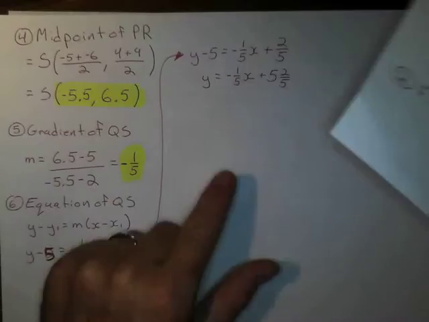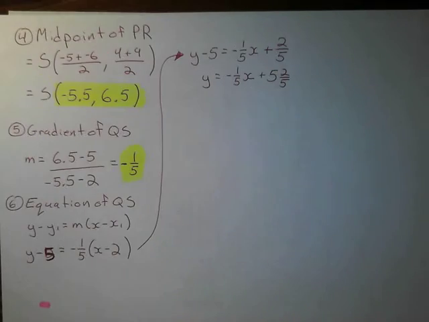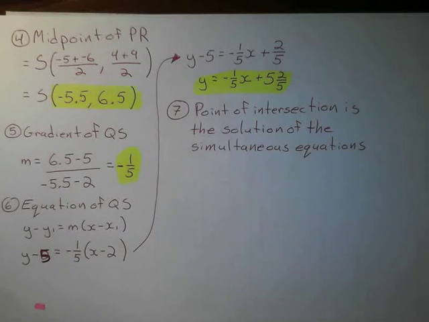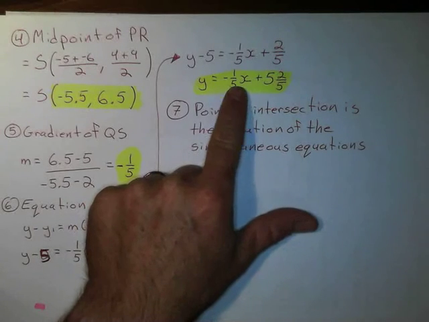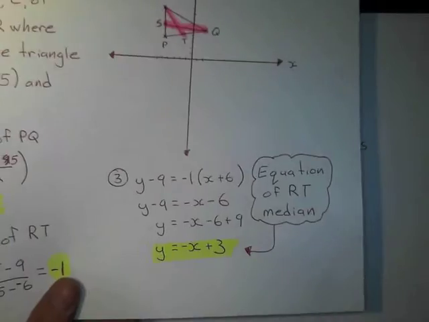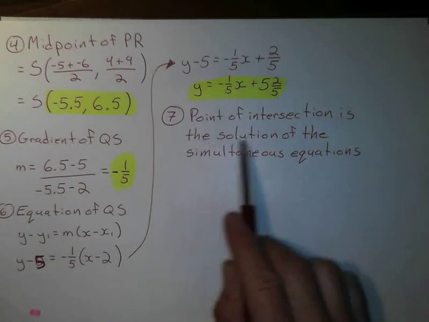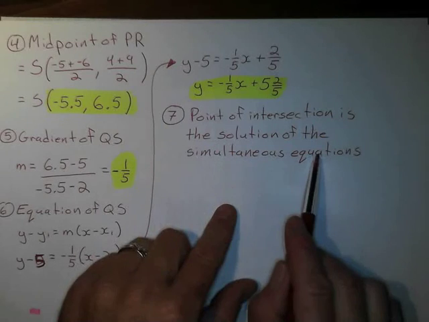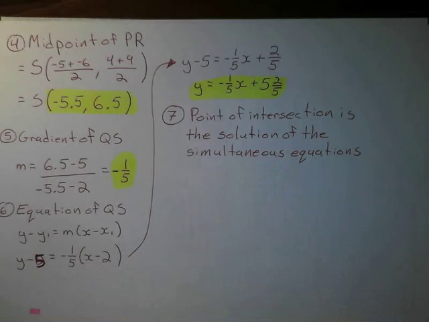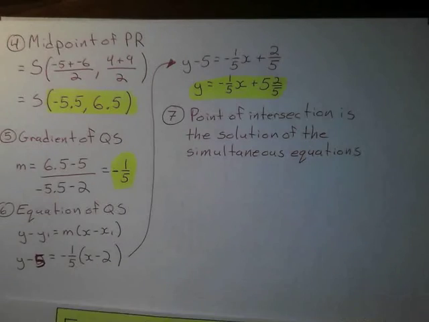Notice I only did two medians here. I don't need the third one because the point of intersection is already there. That's the centroid, and I need its coordinates. In order to find its coordinates, I solve this system of equations, 1 and 2. One way to solve it is with the graphics calculator. I can put both of these equations in, graph them, and find their point of intersection, and that is my centroid.